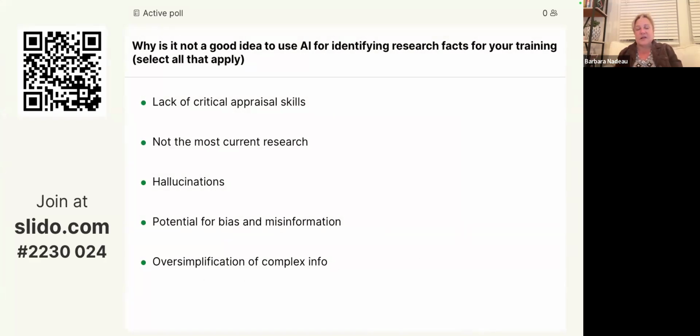So that was really effective in figuring out the objectives for our presentation. But I will tell you, it's not a good idea to use AI for identifying research facts. Oftentimes, if you're doing a professional presentation, you're going to talk about the research, what's in the literature about that topic or what we know about that medical condition. But there's good reasons not to use AI for that. And so go ahead and open this Slido up and pick all that apply.